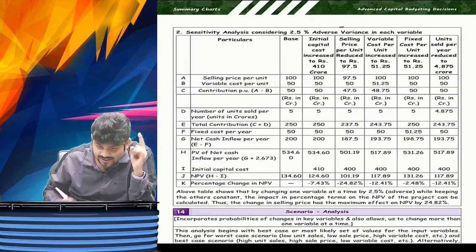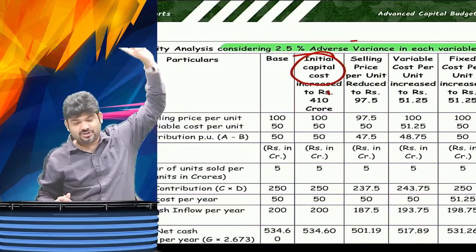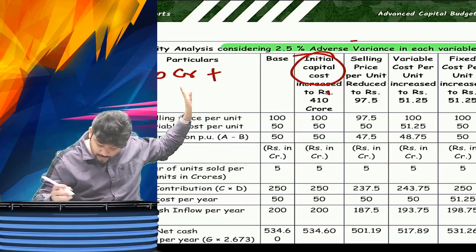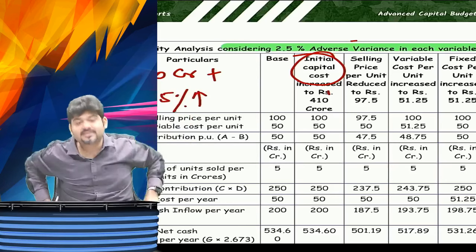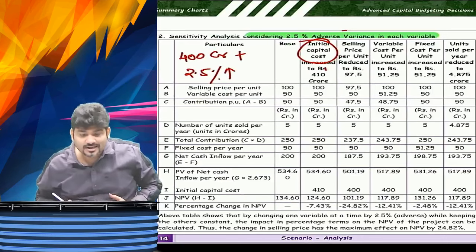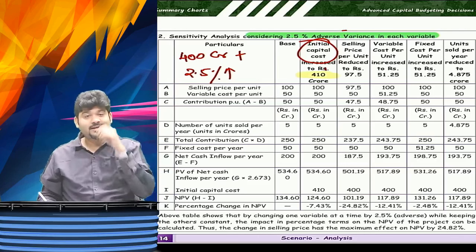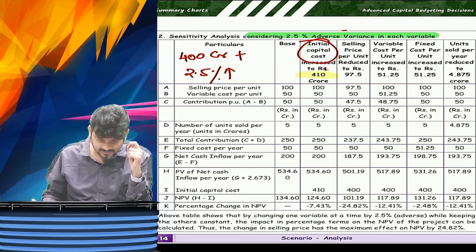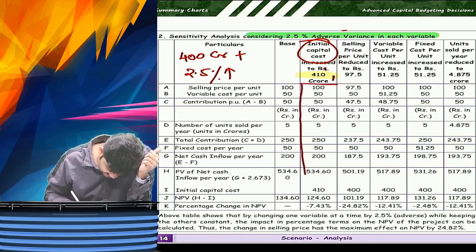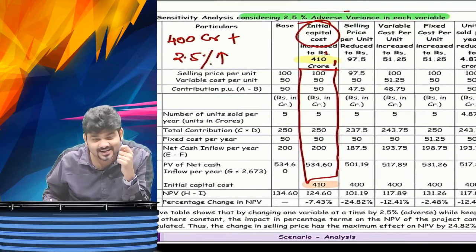Now, say I have to change initial capital cost. By how much? They have said to change it by 2.5% adverse variance in each case. So, initial capital cost was 400 crores, and has now increased by 2.5%. See, adverse variance in a capital cost is increased. So 400 plus 2.5% is 410. So initial capital cost increases to rupees 410. Okay, alright. So if this is the scenario, 410 crores. Now, everything else is same. Only one thing has changed, and that is this. Are you understanding?